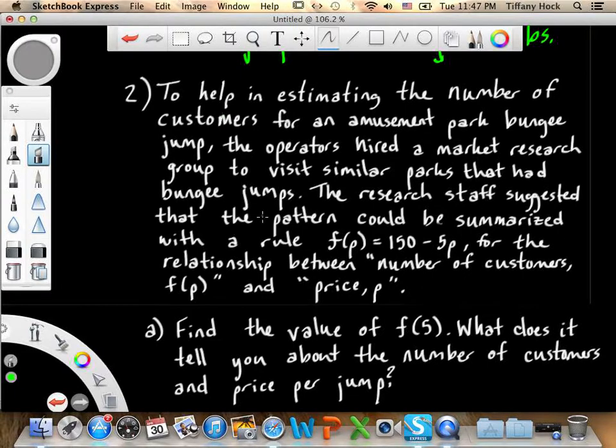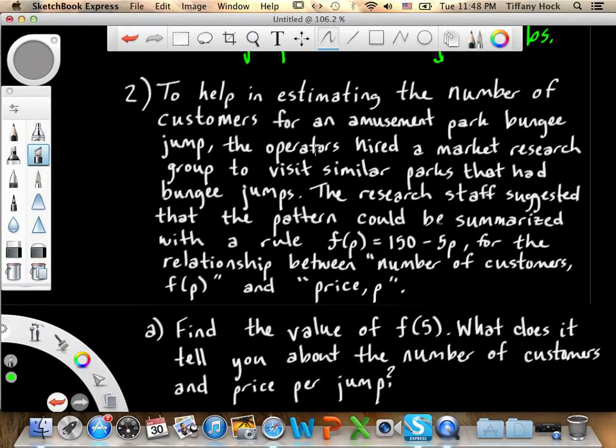the operators hired a market research group to visit similar parks that had bungee jumps. The staff suggested that the pattern could be summarized with a rule, f of p equals 150 minus 5p, for the relationship between the number of customers, which is given by f of p, and the price, which is given by p. And it asks us to, in part A, find the value of f of 5, and then tell what does it tell you about the number of customers and the price per jump.